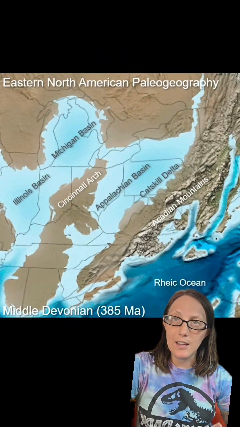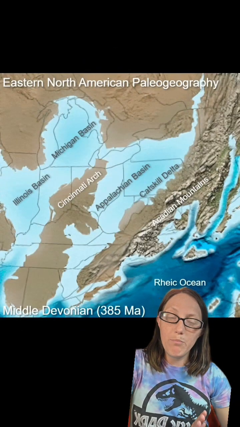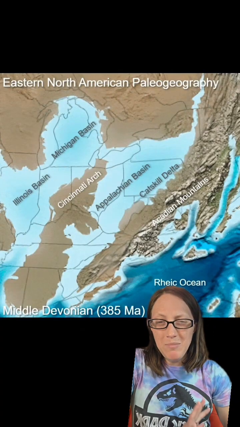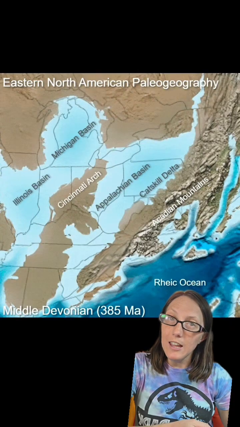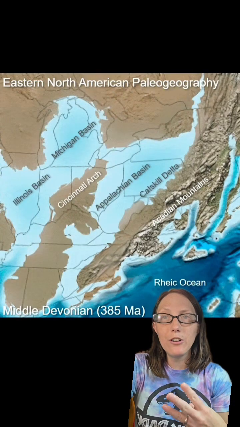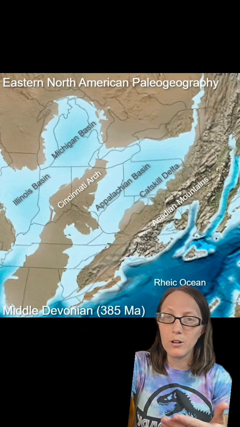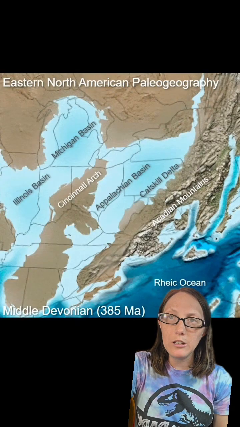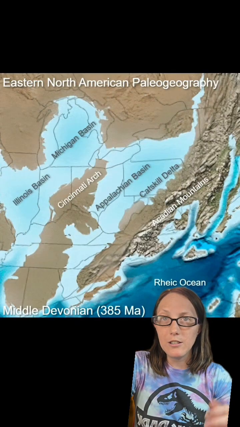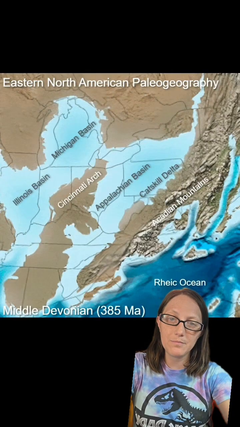Okay, so I know I said that I was going to talk about the birth of the Appalachian Mountains, but technically it's more like the teen years. The Acadian Orogeny was actually the third mountain building event that helped form the modern Appalachians. It lasted roughly 50 million years from the Middle Devonian until the very earliest Mississippian.